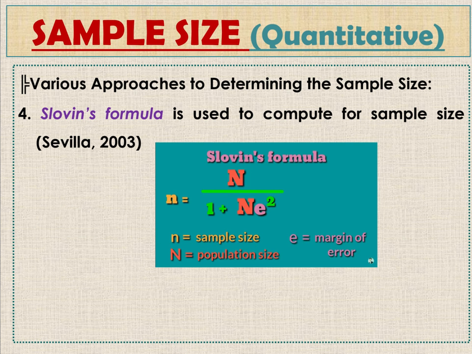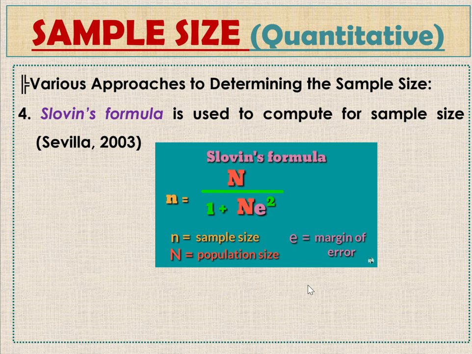Pero ito ang pinaka ginagamit natin ano, to determine the sample size. Again, si Slovin's formula yung ginagamit natin to compute for sample size. So it is used to calculate an appropriate sample size or number of respondents from a population. It is also used when you have limited information on the characteristics of the population and that you are using non-probability sampling procedure.